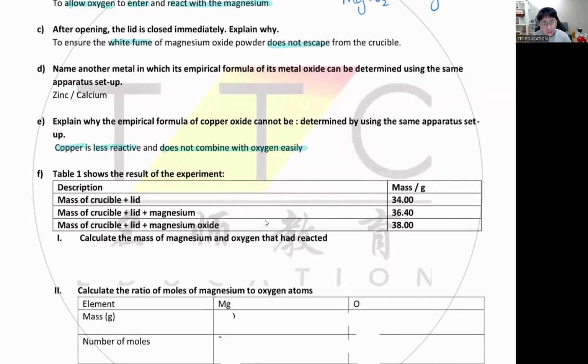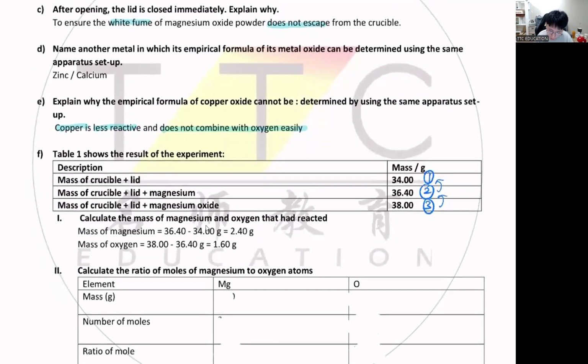Okay. And then guys, again, the masses are given for the crucible and lid, crucible, lid and magnesium, and crucible, lid and magnesium oxide. If I want to find the mass of magnesium, I will do 2 minus 1. If I look for oxygen, I will do 3 minus 2. So to calculate the mass of magnesium and oxygen, this will be 2 minus 1, and this will be 3 minus 2.